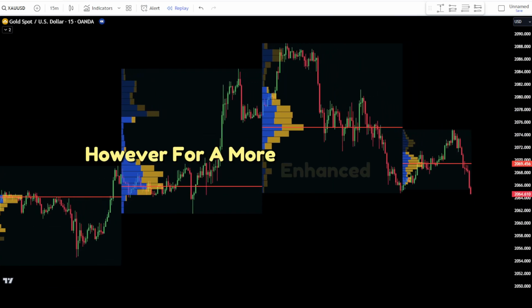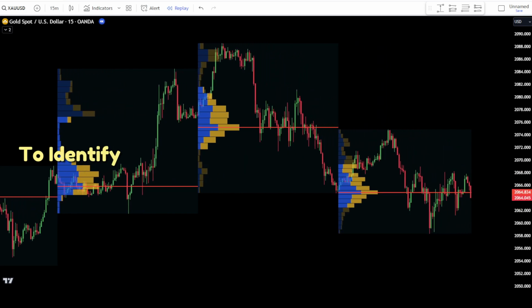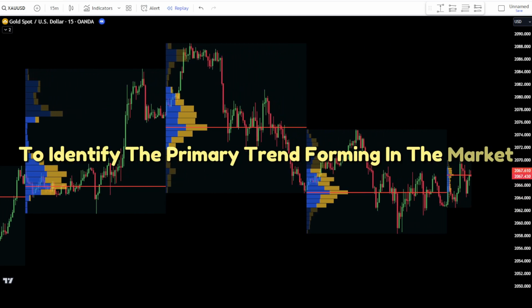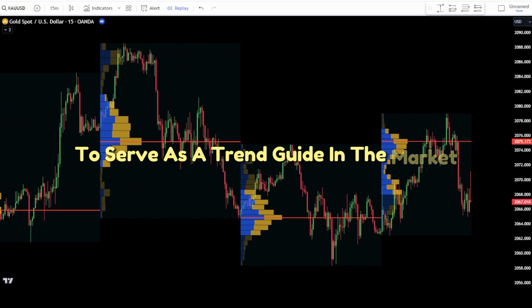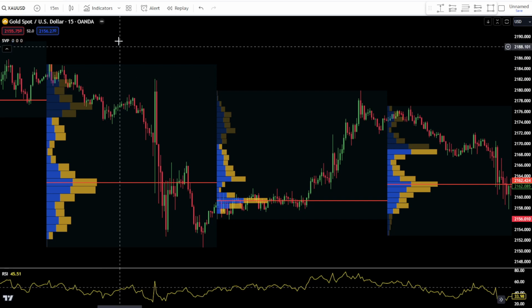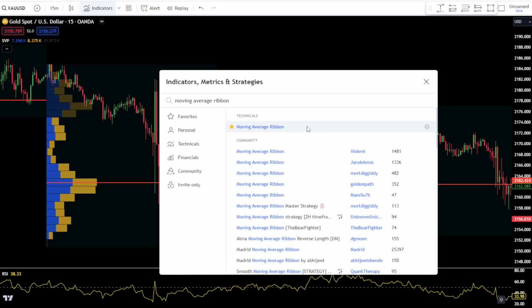However, for a more enhanced version, you can use the assistance of a trend indicator to identify the primary trend forming in the market. Let's add another indicator to serve as a trend guide in the market. Go back to the Indicator Search tab and type in Moving Average Ribbon. Then select the default Moving Average Ribbon from TradingView.